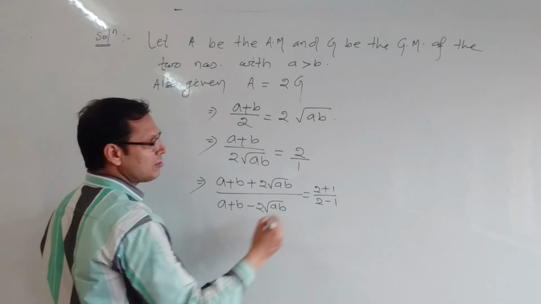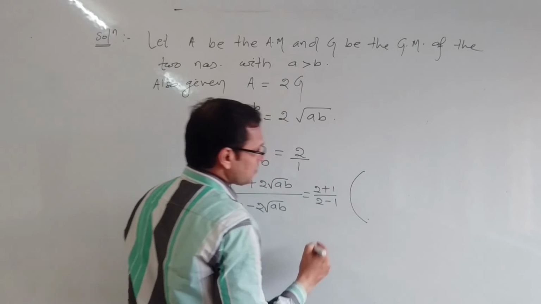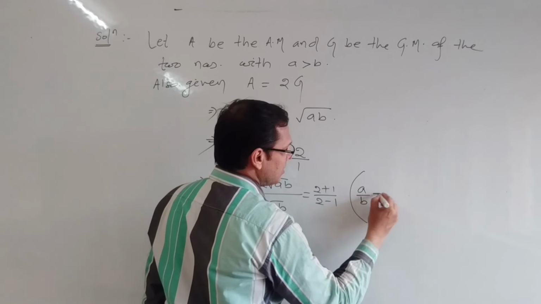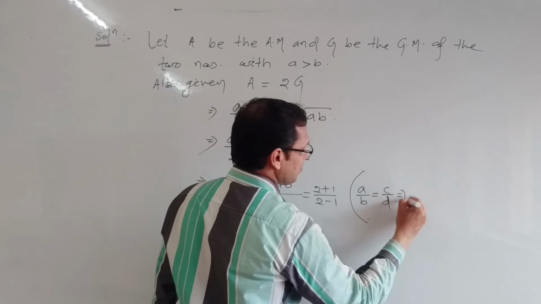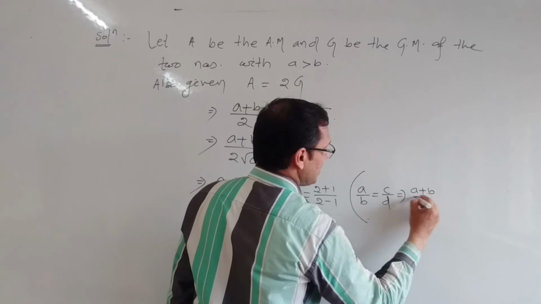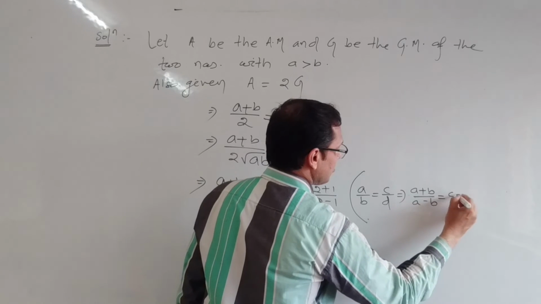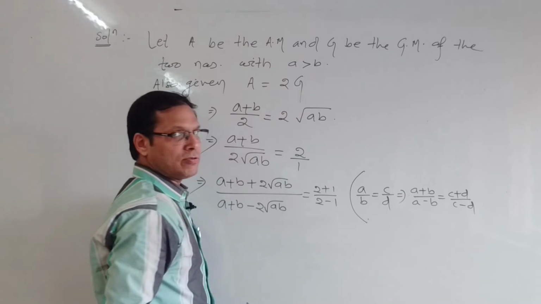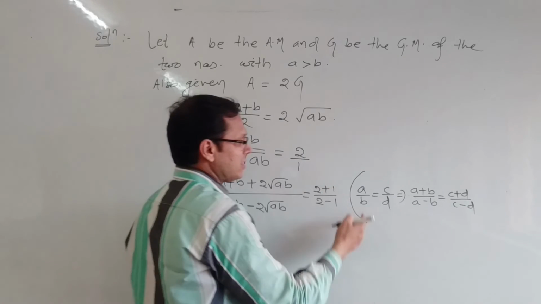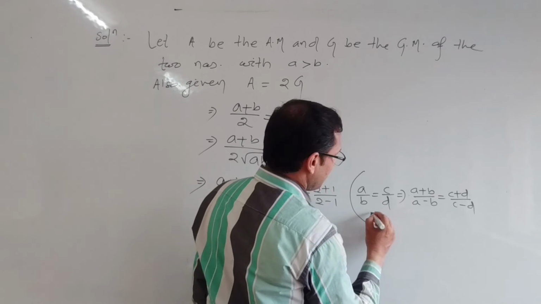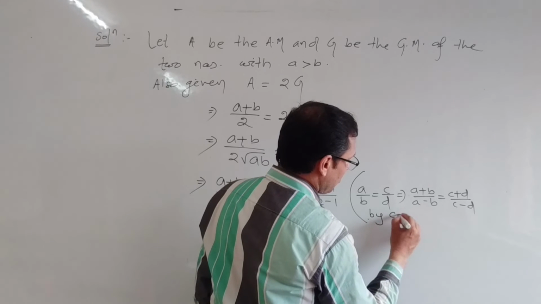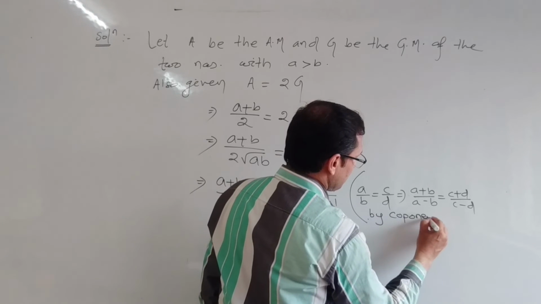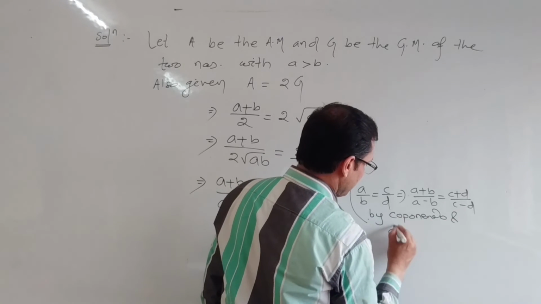What is that componendo dividendo? If a by b is equal to c by d, that implies (a plus b) by (a minus b) is equal to (c plus d) by (c minus d). This is the componendo and dividendo. The basic knowledge from 10 class. You can write by componendo and dividendo.